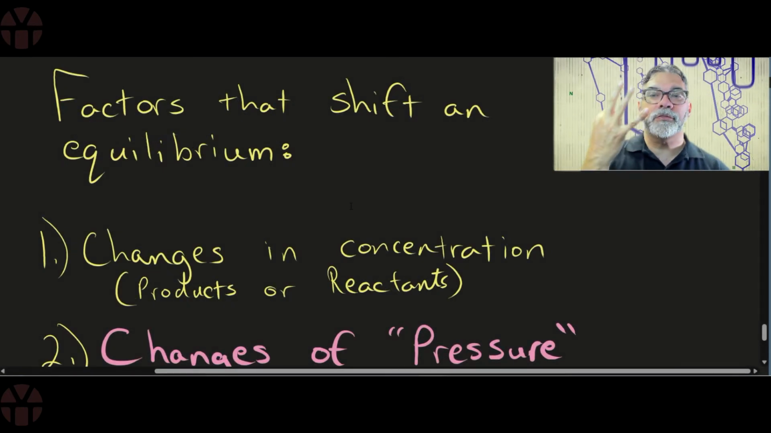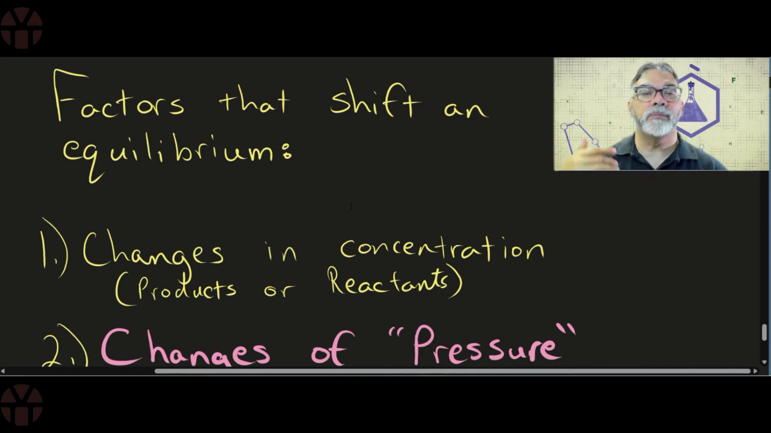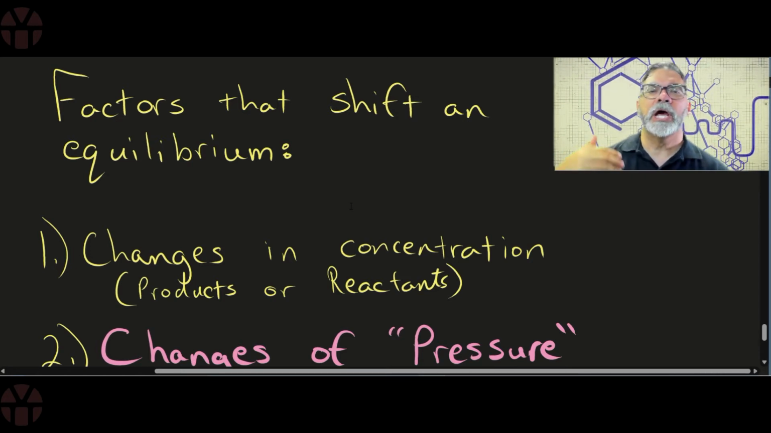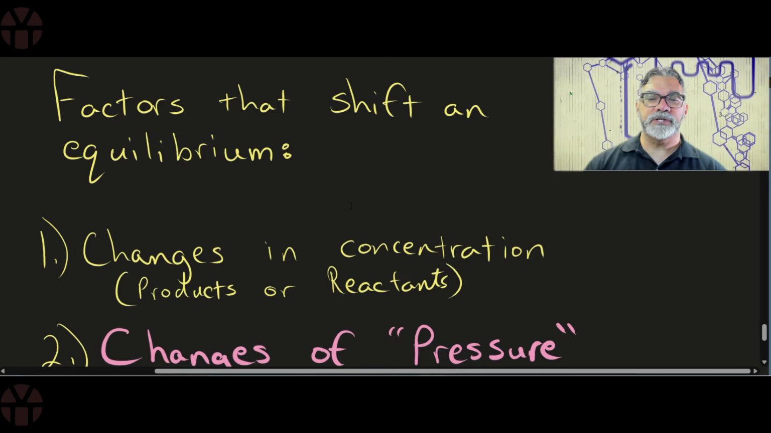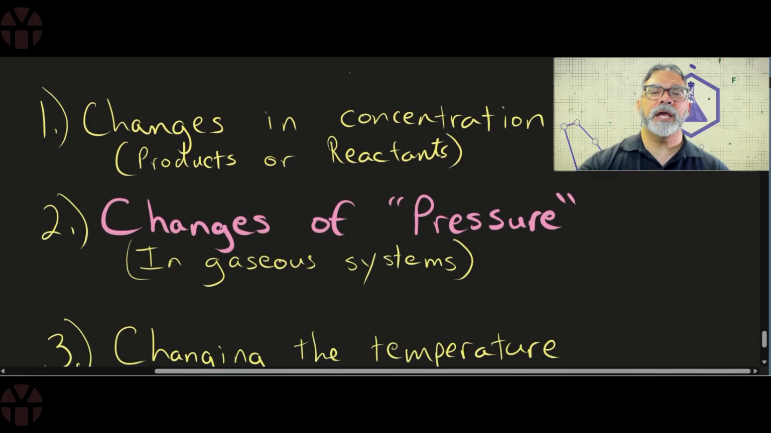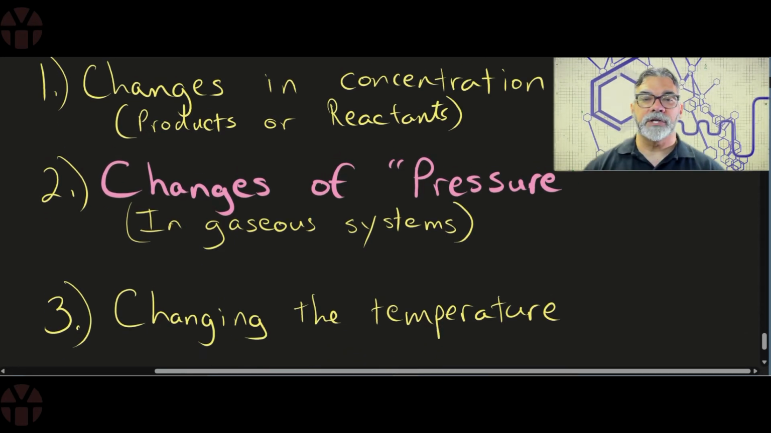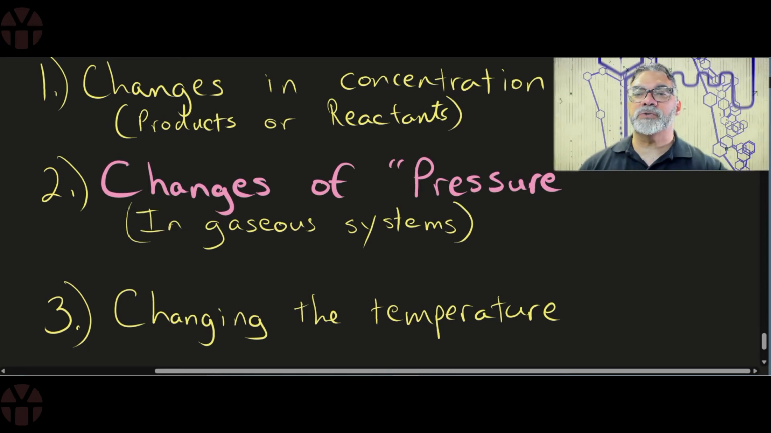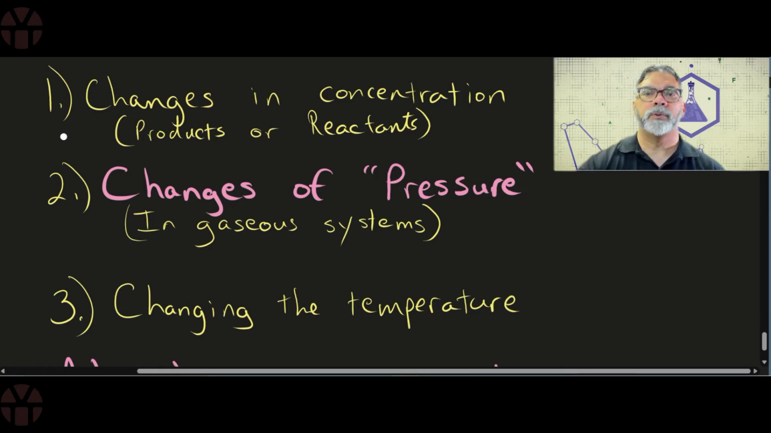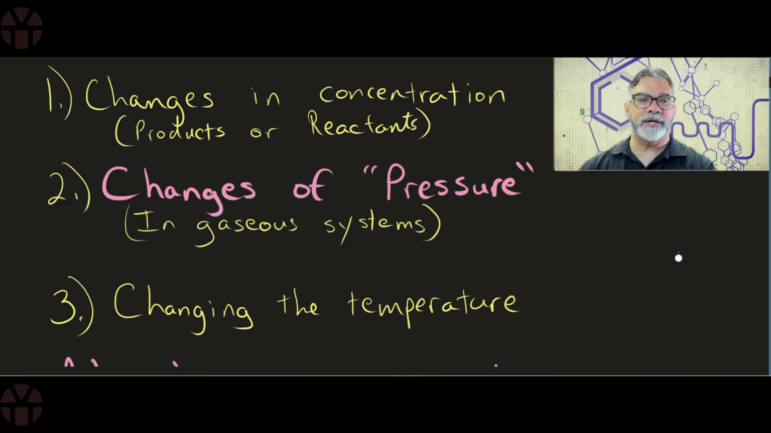Now we have three factors that will cause an equilibrium to shift to try to reestablish itself. There are three stresses that we can apply to a system. Number one, we can change the concentration of either the products or the reactants. Changes in concentrations of products or reactants will cause the reaction to want to produce more products, or more reactants, depending on how you stressed the system.